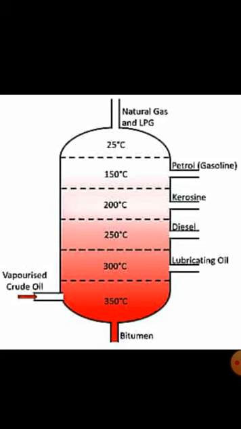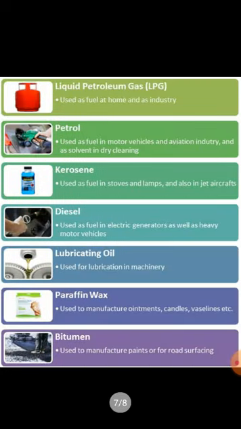Now we will discuss the uses of the various constituents of petroleum. The first constituent is petroleum gas in liquid form. It is also known as LPG and is used as a fuel for home and industry. Petrol, another constituent, is used as motor fuel, aviation fuel and also as a solvent for dry cleaning.